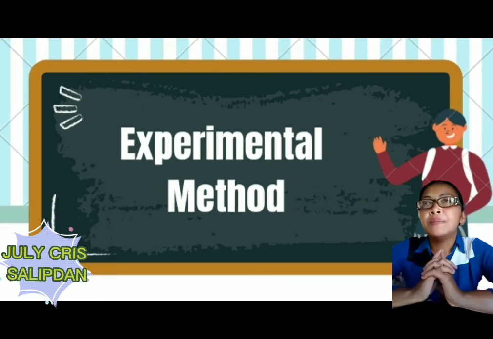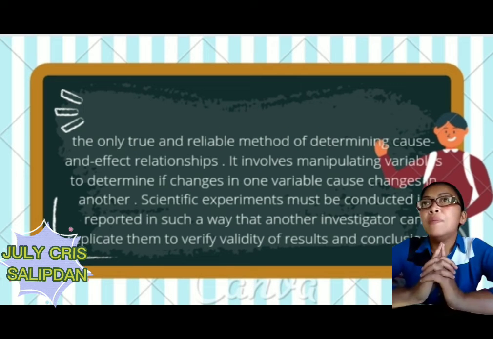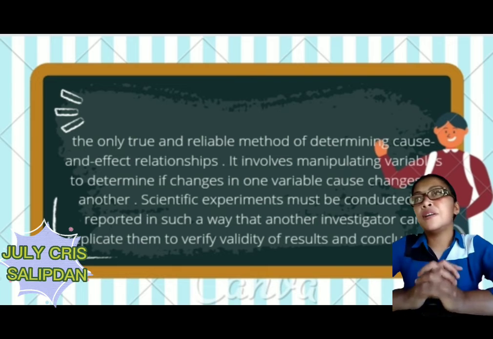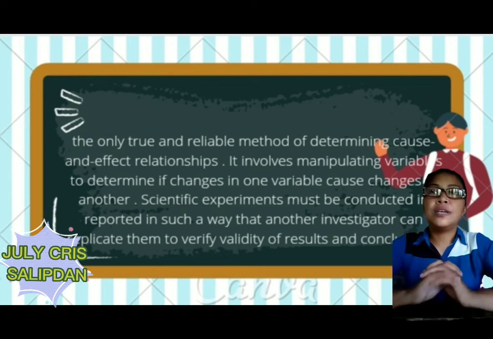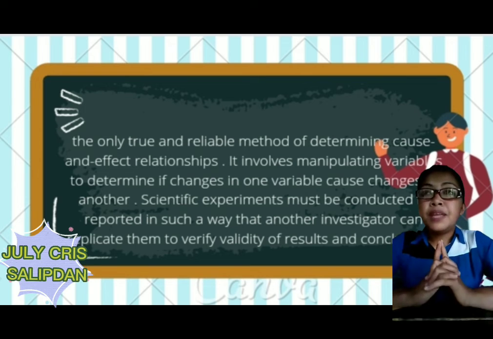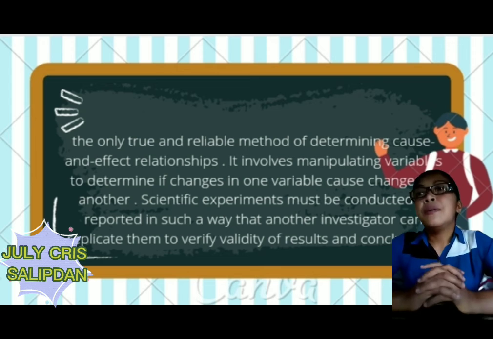So, experimental method. The only true and reliable method of determining cause and effect relationship. It involves manipulating variables to determine if changes in one variable cause change in another. A scientific experiment must be conducted and reported in such a way that another investigator can replicate it to verify the validity of results and conclusions. In the experimental method, if you want to determine the cause and effect relationship of a particular phenomenon, the most reliable method to be used is the experimental method.